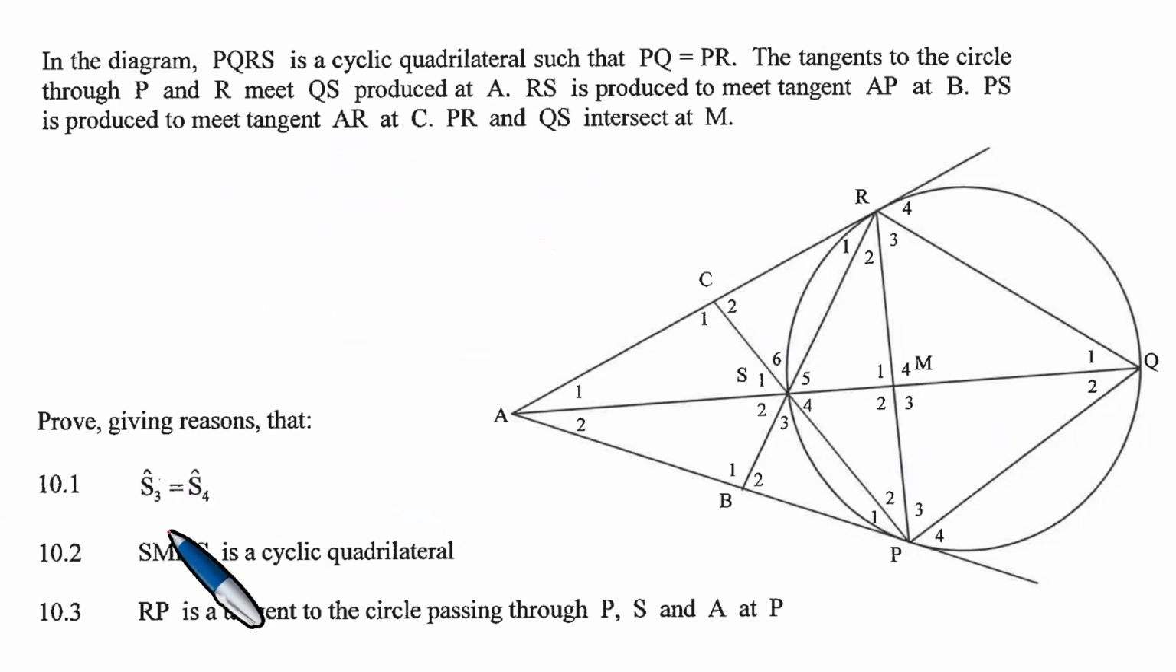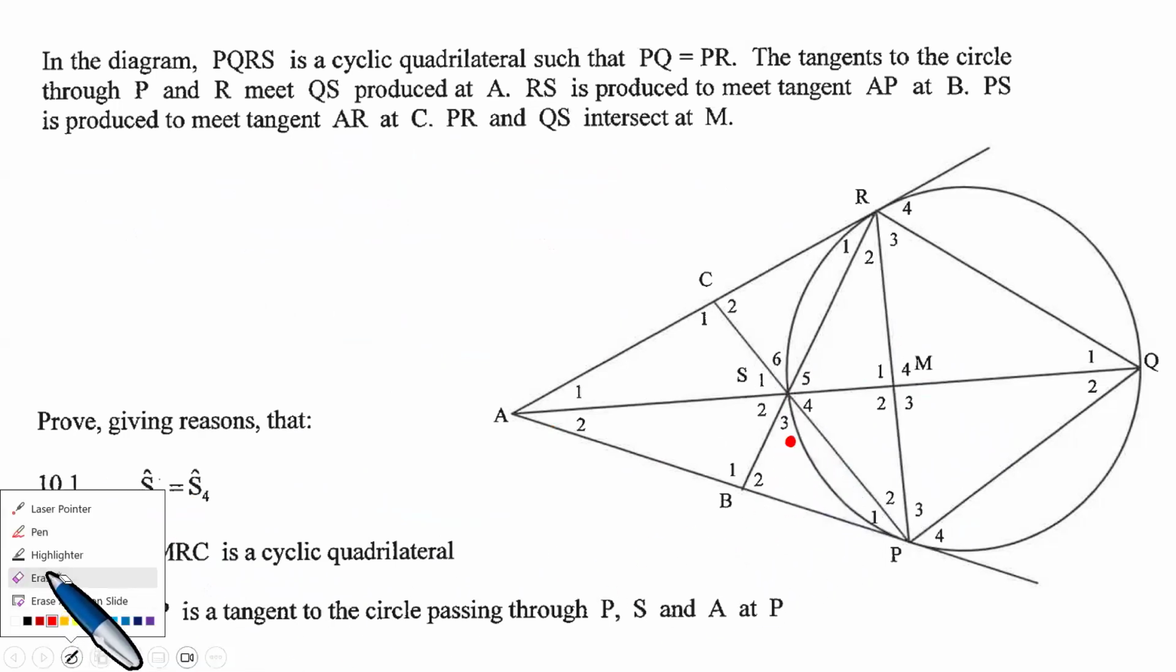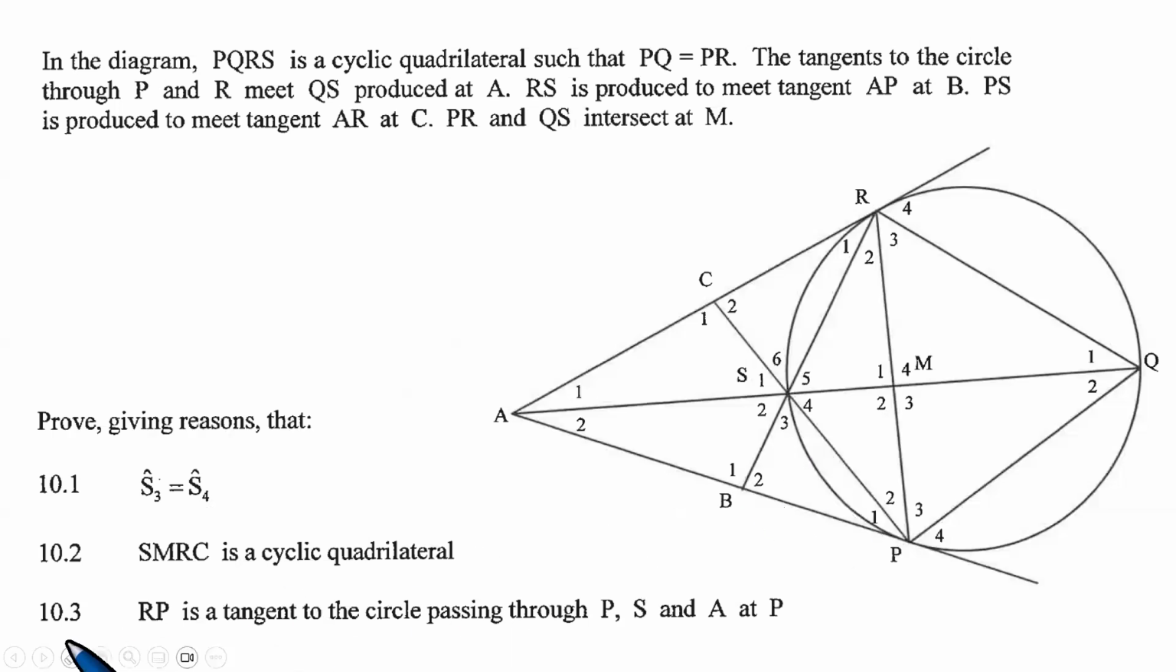Right, now prove, giving reasons, that angle S3 equals angle S4. This is the point S, so we need to prove that angle S3 is equal to angle S4. There are different ways to mark that. We can mark it as follows: S3 here equals the angle S4 like this. I want to prove that these two angles are equal to each other, and to prove this is very straightforward.